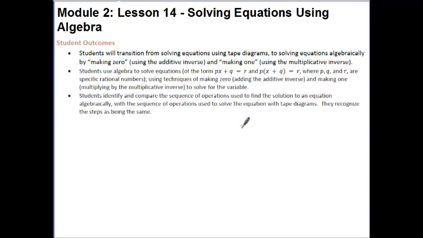Students use algebra to solve equations of the form px plus q equals r and p times the result of adding x and q equals r, where p, q, and r are specific rational numbers, using techniques of making 0, which is the additive inverse, and making 1, which again is multiplying by the multiplicative inverse to solve for the variable. Students identify and compare the sequence of operations used to find the solution to an equation algebraically with the sequence of operations used to solve the equation with tape diagrams, they recognize the steps as being the same.